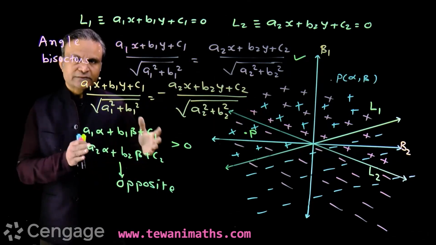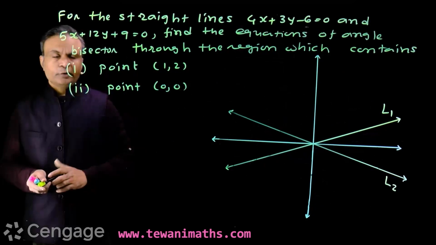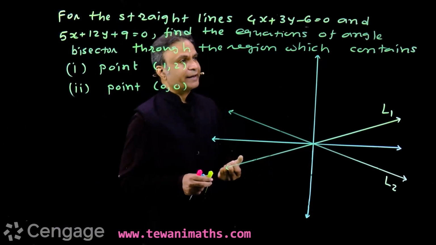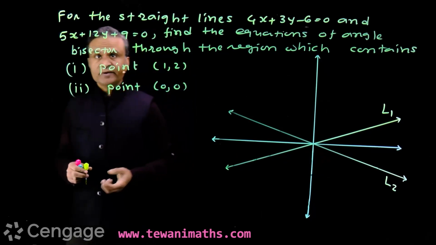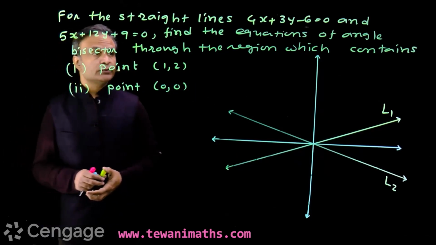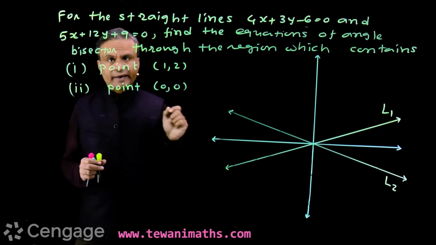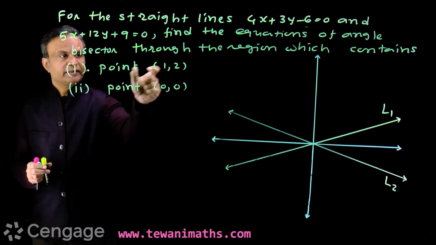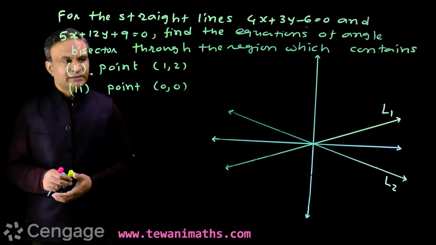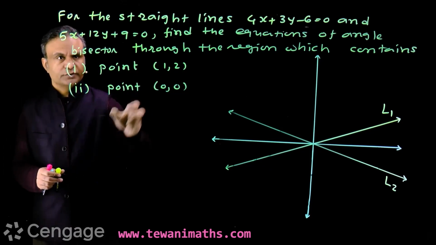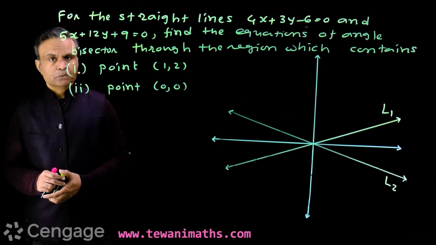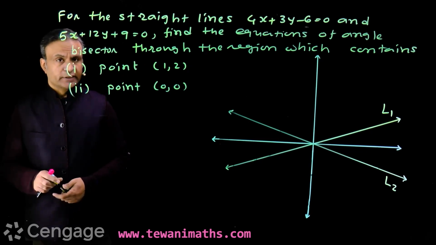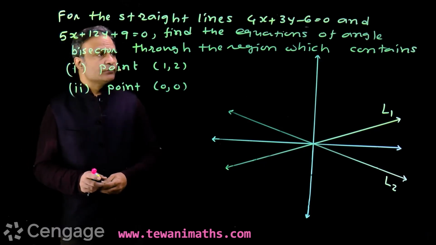Let's try questions on this concept. Now look at this question. For the straight lines having equations 4x plus 3y minus 6 equal to 0 and 5x plus 12y plus 9 equal to 0, find the equations of the angle bisector through the region which contains point 1 comma 2 and point 0 comma 0. We have these two different cases. For both cases we have to find the equations of the angle bisectors.